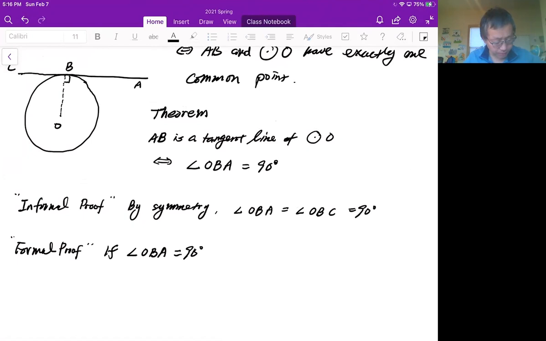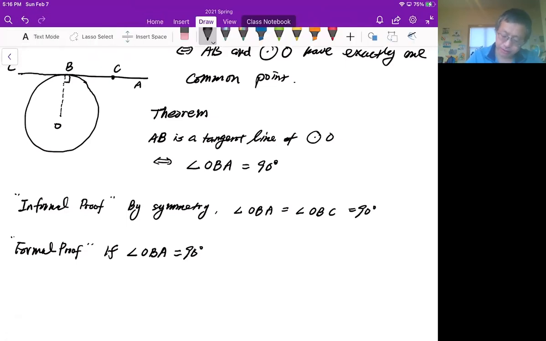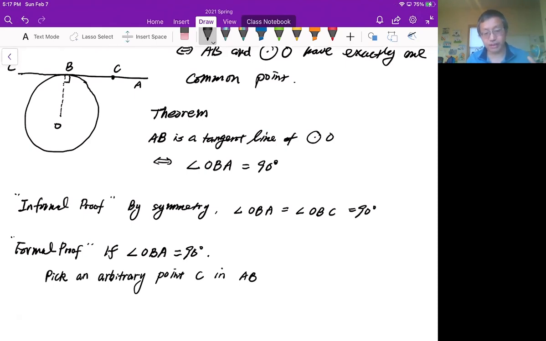Okay, so let's do it. Let's just pick a point C. I just pick an arbitrary point. So let's pick a point C. Pick a point C arbitrarily. All right, so I'm going to pick an arbitrary point C in the line AB, right? You pick any point C here, and you want to show that C is outside of the circle, right?